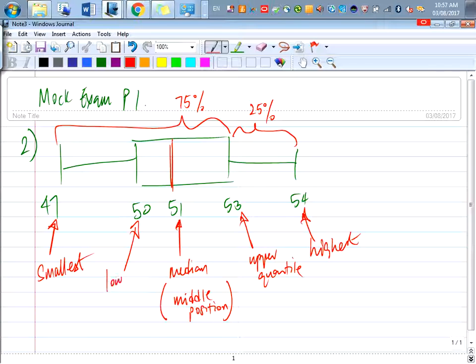What is this value over here then? This is the lower quartile. And the position is 1/4 of the number of respondents, or in this case, the number of match boxes. So over here, we have 25%. 25% have between 47 and 50 matches. Another 25% have between 50 and 51. Another 25% between 51 and 53. Another 25% between 53 and 54. Understand how this works now? So what's my answer?